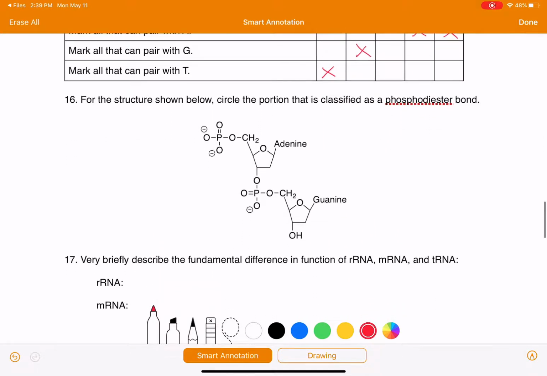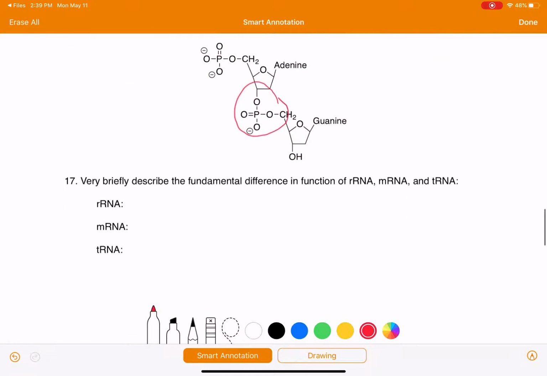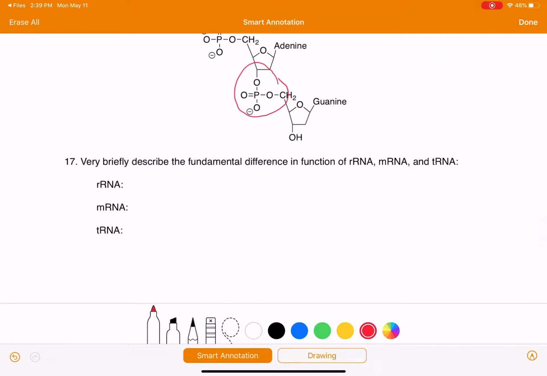Circle the portion of this molecule that's part of the phosphodiester bond. So the phosphodiester bond is this piece right here that's connecting the 2 nucleotides. Very briefly describe the fundamental differences in function of the RNAs. rRNA makes up ribosomes.